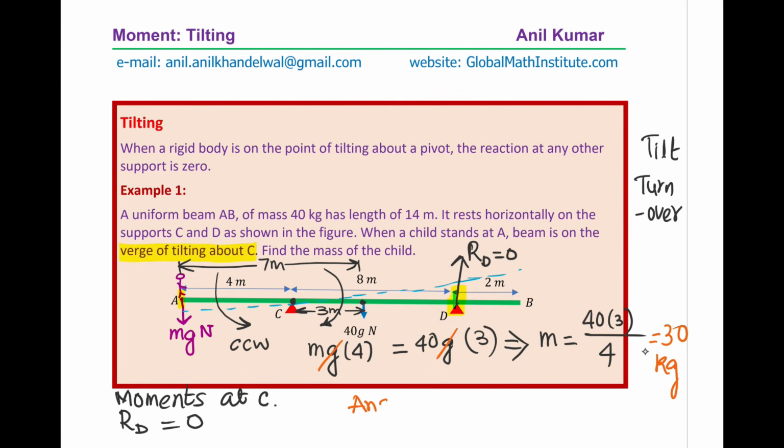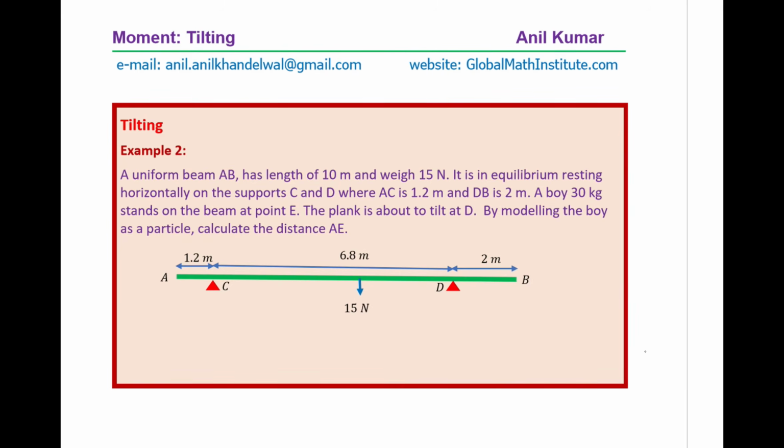So the answer here is the mass of the child is 30 kg. Is that clear to you? So that is how such questions can be solved very easily. You just have to take moments about the point of tilting, right? Do you see the pivot point? So let's take the second example to further elaborate on this particular concept.